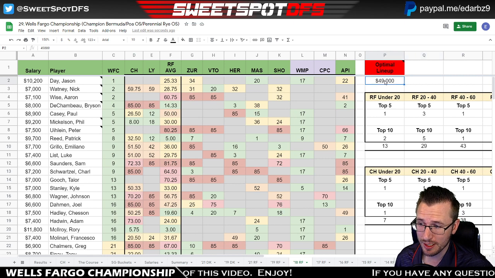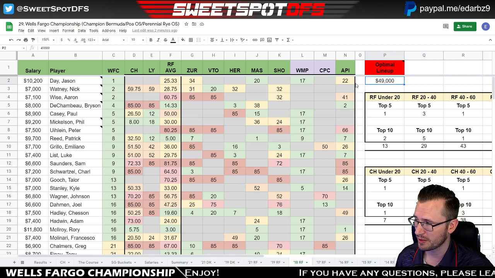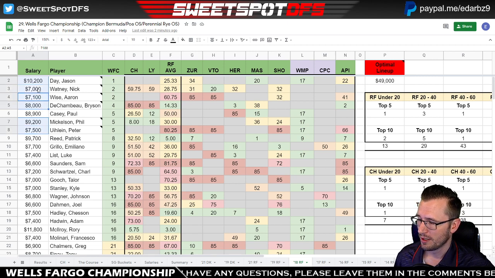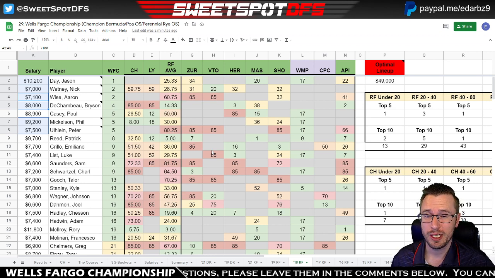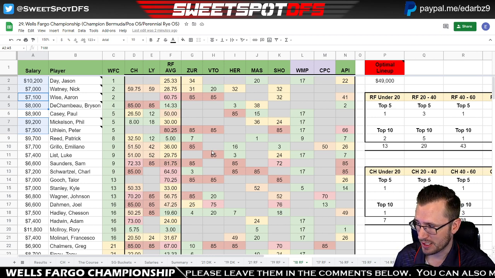So in 2018, optimal lineup, 49,000, leaving $1,000 on the table. It consisted of a 10K golfer, a 9K golfer, an 8K, and 3 7s. Usually, you see a 6K golfer inside the optimal lineup. Obviously, we don't here.